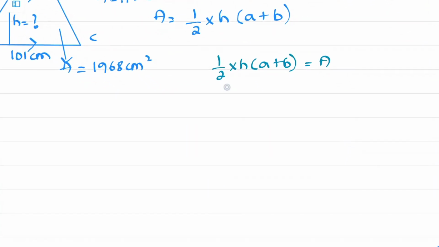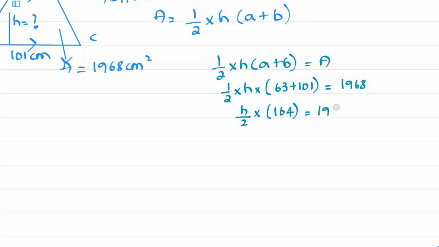Okay. So half into height, we don't know the height. Parallel sides 63 plus 101 is equal to 1968. H by 2 into 63 plus 101, 164, is equal to 1968. And if we cancel 164 divided by 2, what will you get? 82. So 82 into height is equal to 1968.